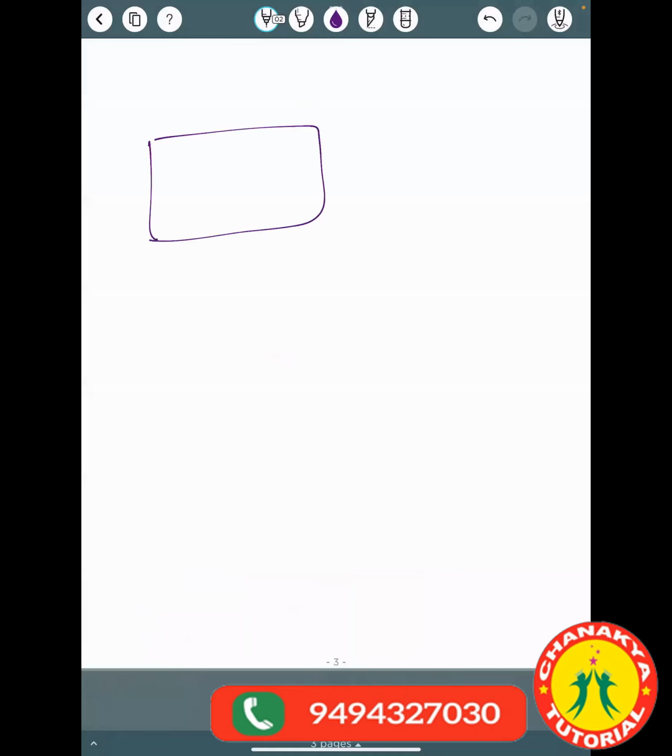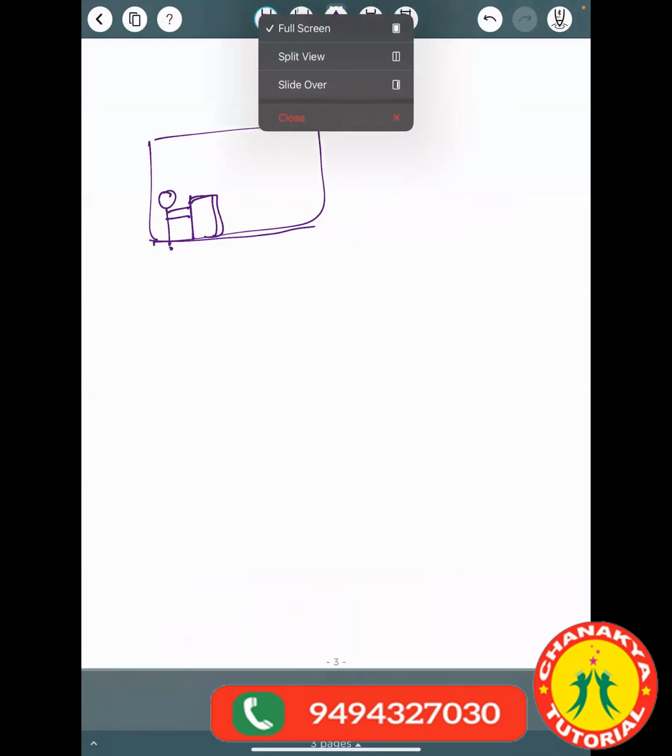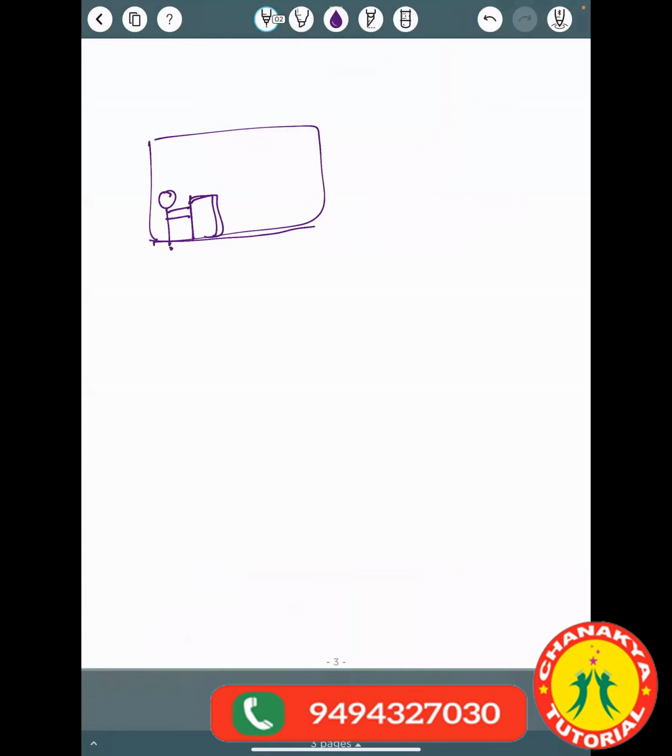So guys, let us say now there is a man who is pushing a block, okay? So let us say there is this cart. So let us say this comes here.